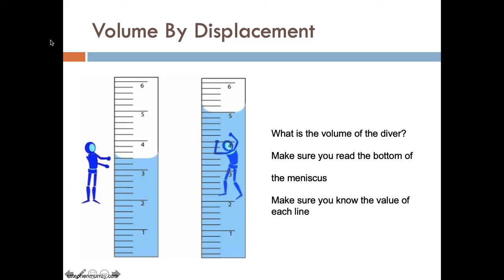So if you subtract the final volume minus the initial volume, you're going to get the volume of the thing that you added. That's called water displacement. In this example, the diver's volume is 1.6 milliliters. That's 5 milliliters minus 3.4 milliliters.